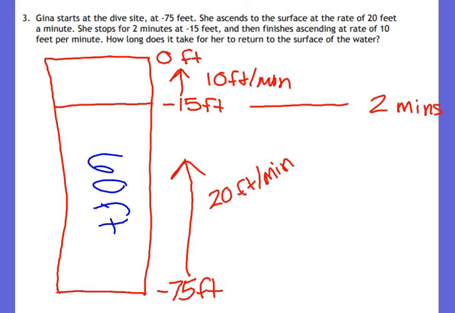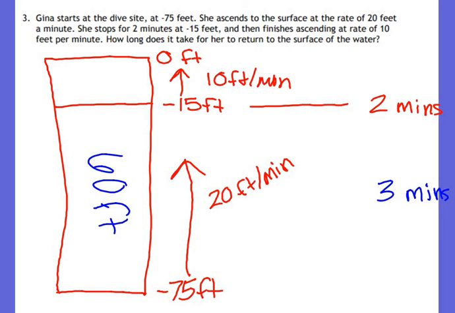Then you divide it by 20, which is 60 divided by 20, and that'll give you 3 minutes. Because 20 feet per minute is going to tell me how many minutes it took her to ascend this section here.